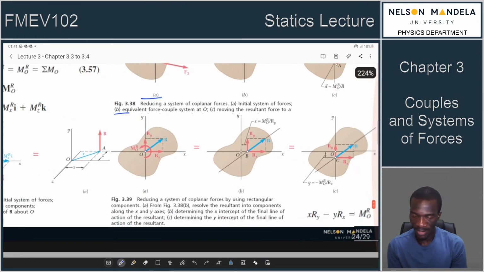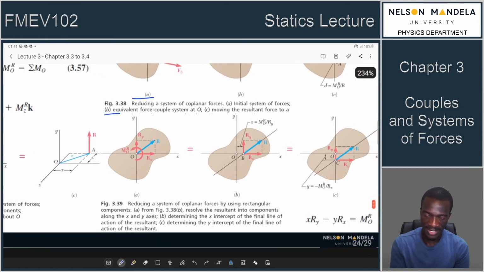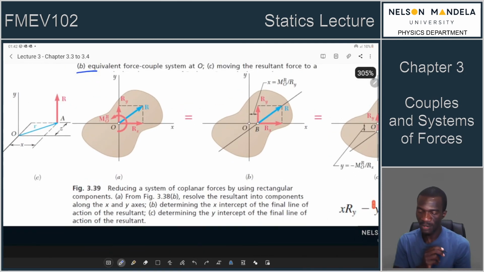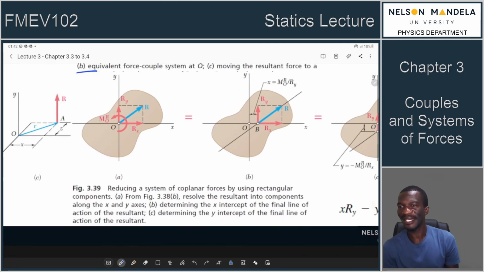In the second part, we are doing the same. We're just showing that this resultant can also be moved to any other point, as long as we move it to a point that will generate the same turning effect as that moment resultant. So reducing a system of coplanar forces using rectangular components, that is what we are doing there.